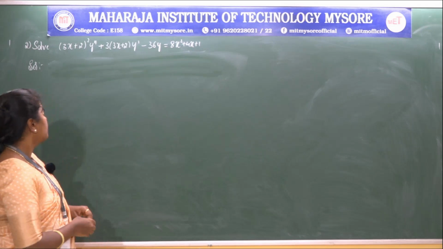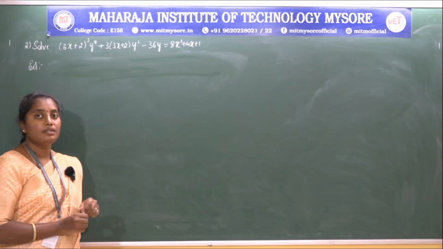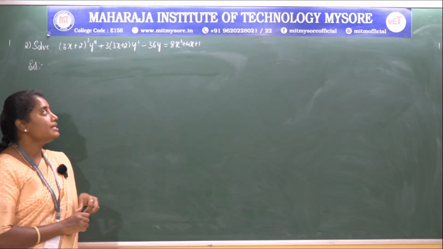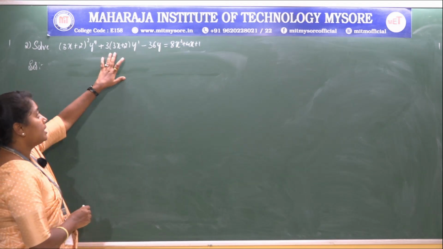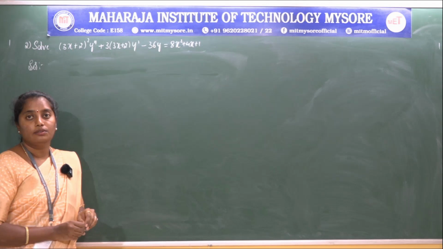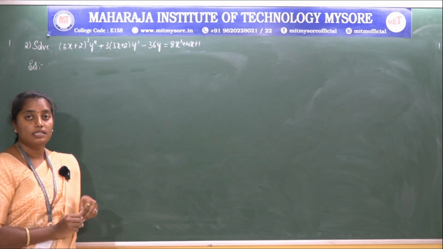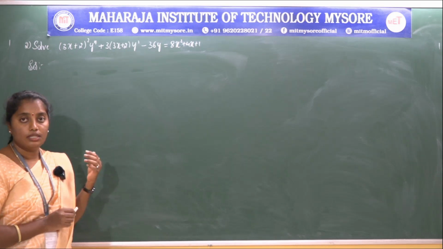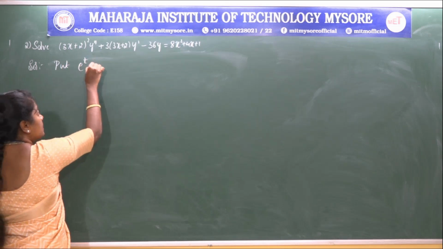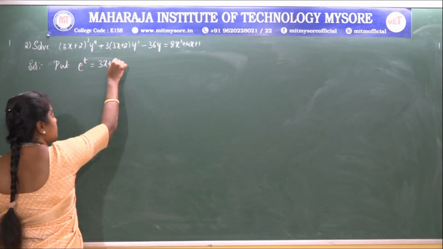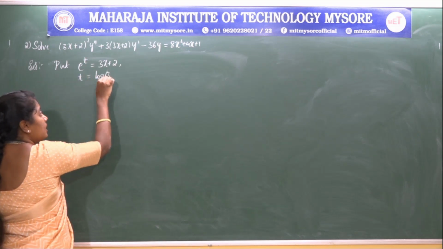Next problem is (3x plus 2) whole square y double dash plus 3 into (3x plus 2) y dash minus 36y is equal to 8x square plus 4x plus 1. Here the value of a is equal to 3 and b is equal to 2. To reduce this equation into a differential equation with constant coefficient, we have to go through the substitution: e power of t is equal to 3x plus 2, then t is equal to log of (3x plus 2).